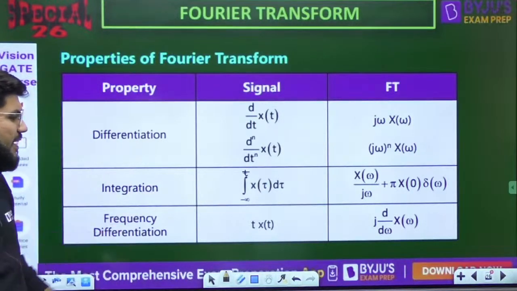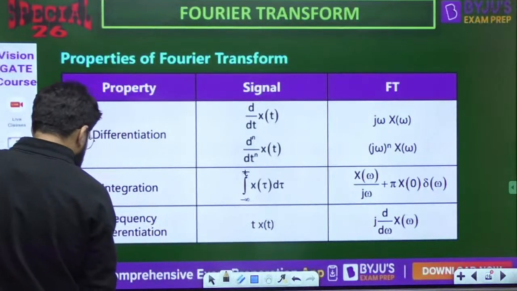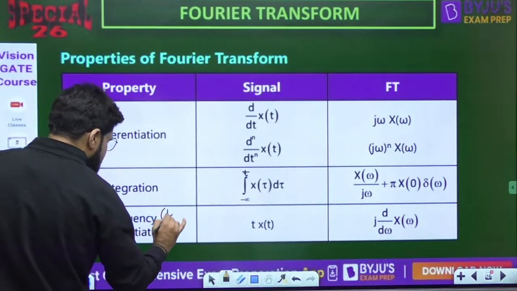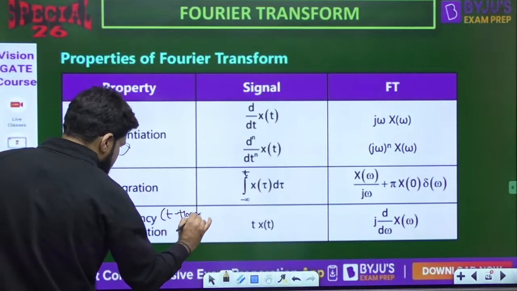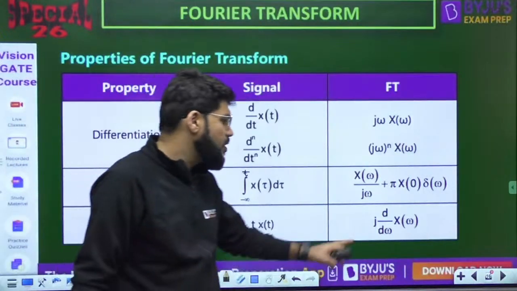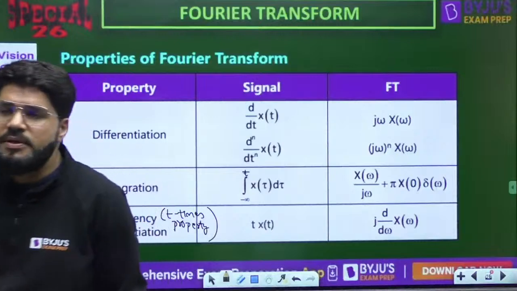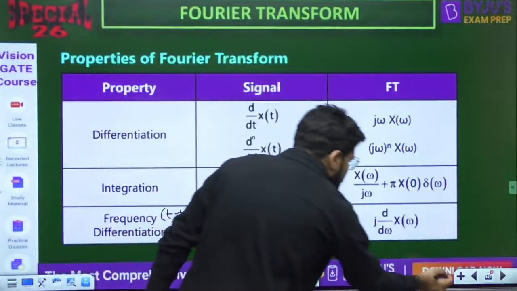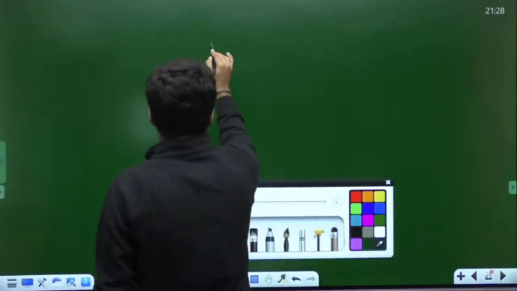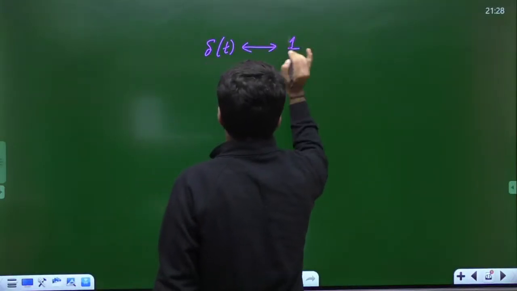Frequency differentiation, t into x(t). This property is also known as the t times property, multiplying any signal with t. If x(t) has the Fourier transform X(omega), then t x(t) has the Fourier transform j d by d omega of X(omega). Ultimately, frequency differentiation is being used. Now have a look into it. Coming back to the unit impulse again, we know the unit impulse has the Fourier transform 1.